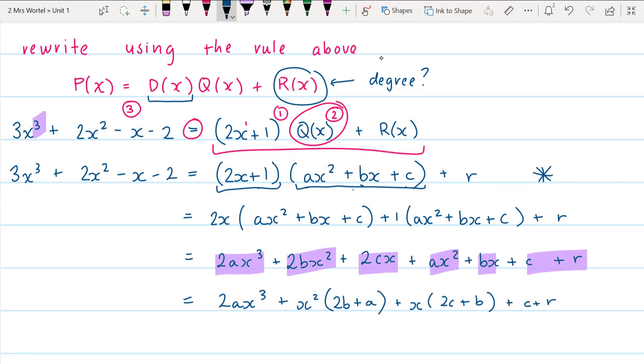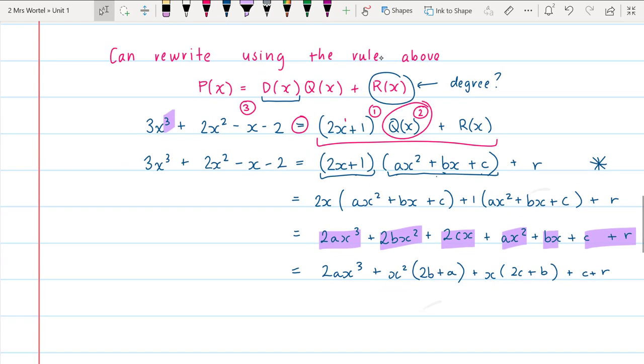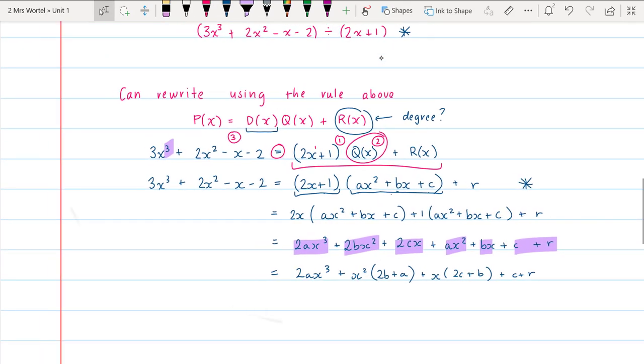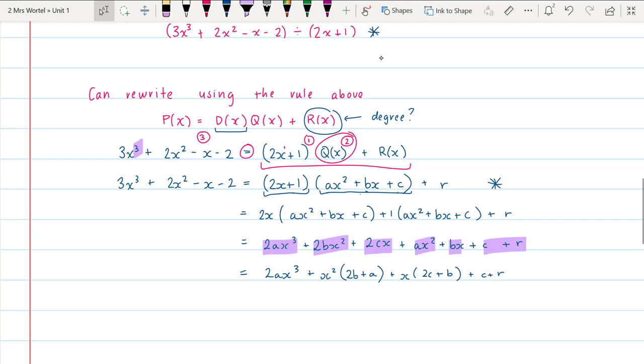That looks a little bit neater than before. In fact, it looks neat enough now that we can actually equate those coefficients. Over here we've got 3x cubed, 2x squared, minus x, minus 2. All the coefficients of x cubed on this side should be exactly the same as the coefficients of x cubed on this side in order for these two things to be equal, which is what our equation is telling us. They are equal.